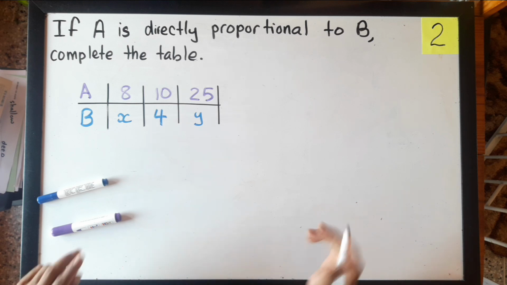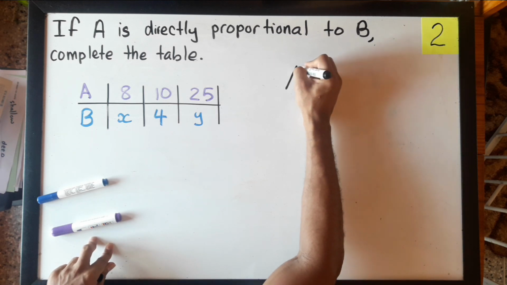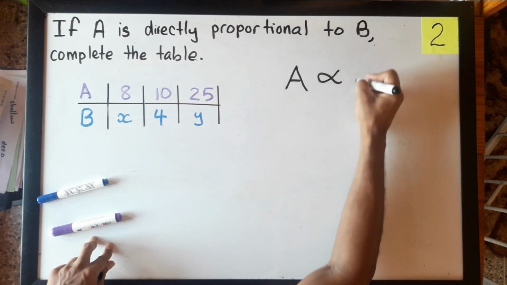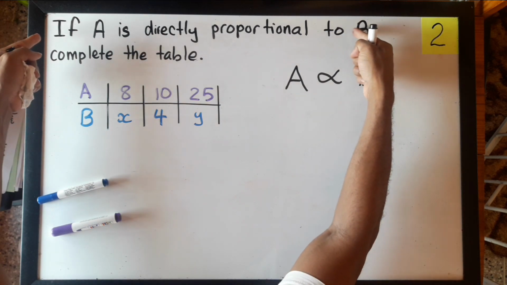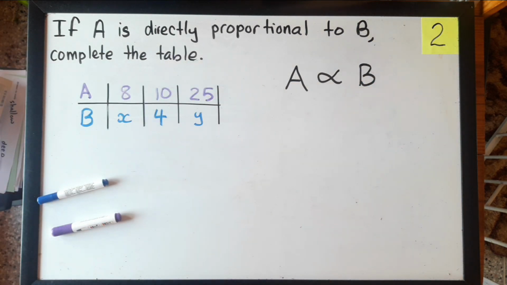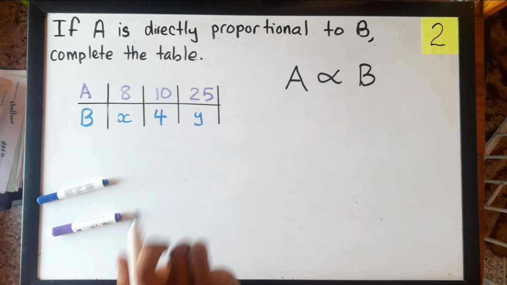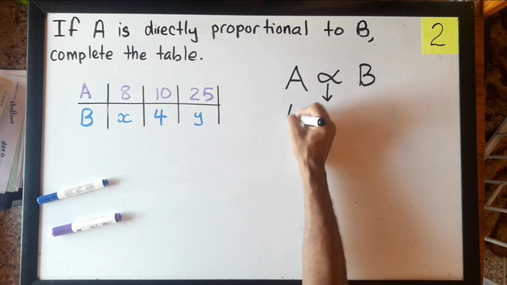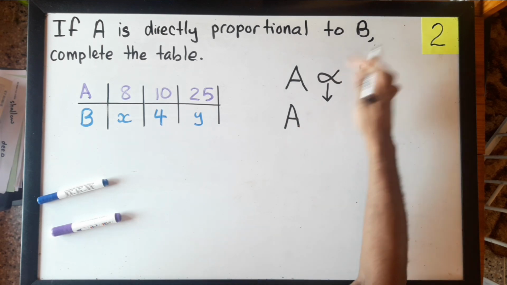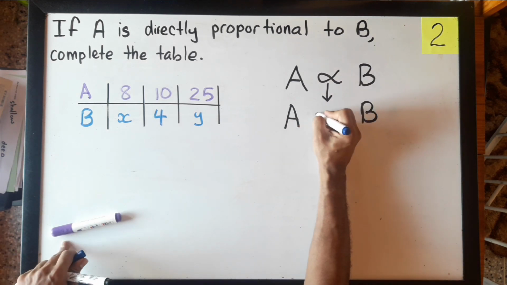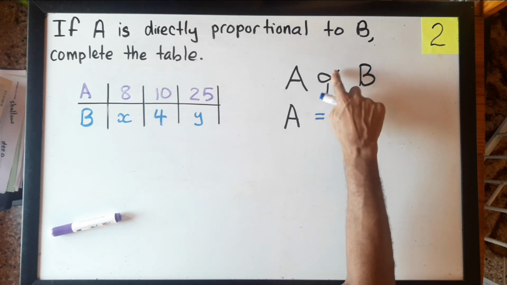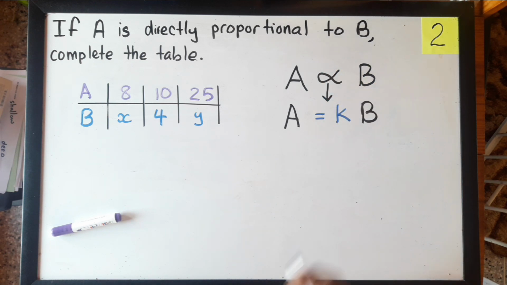Let's write that as a mathematical statement. A is directly proportional, that's the symbol for directly proportional, to B. So I took the English here and translated it into a mathematical expression. Now here's what you probably don't know. Anytime you see a proportional sign, it's perfectly okay to throw it away and replace it with equals K. So equals K can replace the directly proportional sign.